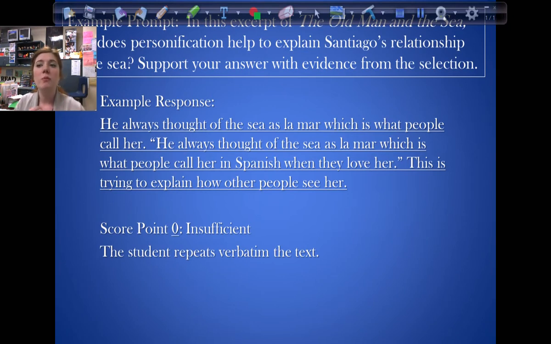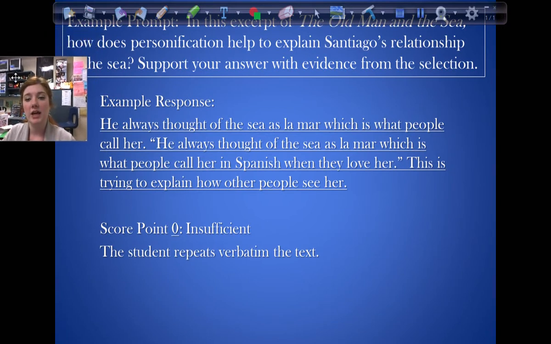I know we might not be familiar with this exact question, but what we're really looking at is the response. Here we have something that's considered insufficient, a 0. Look at the sentence. It starts with "he." Who is he? Give me a name. I need to know who he is. And then he says, "he always thought of the sea as la mar, which is what people call her."